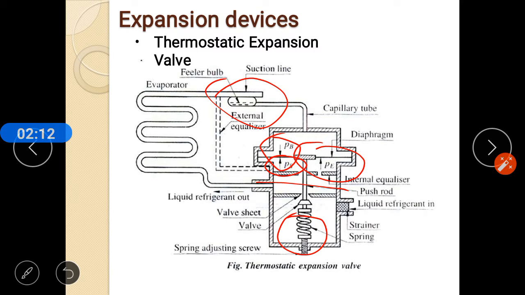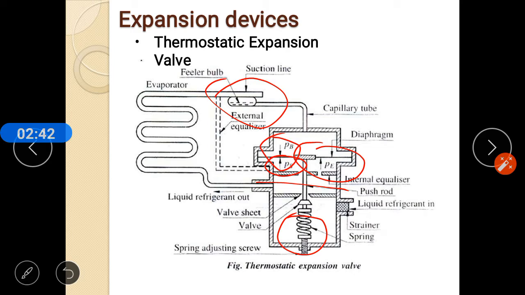PE. When the cooling load is increasing, meaning the demand for cooling increases, the refrigerant evaporates at a faster rate in the evaporator than the compressor can suck the refrigerant. As a result, the pressure and degree of superheat in the evaporator increase.